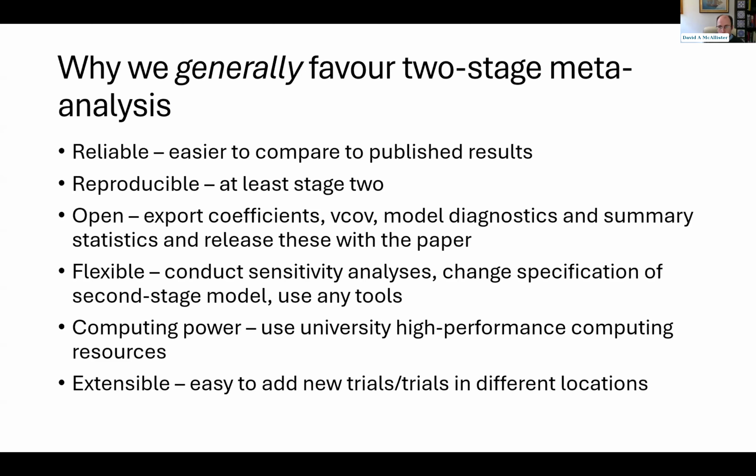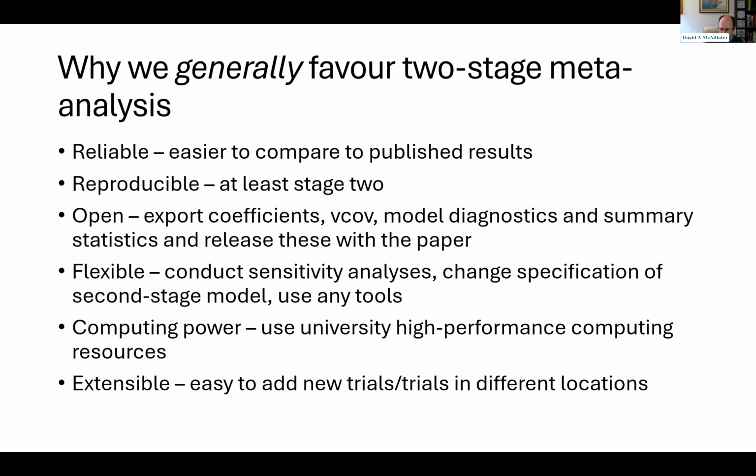It's probably a bit more reliable in that it's easier to compare your outputs to published results. I would argue that it's a bit more reproducible. If you take out these model outputs and provide those to other researchers, they can check that they can reproduce your stage 2 model, it's more open. Again, if you've exported the coefficients and the model diagnostics and different summary statistics, if you release these when you publish your paper, then it's potentially reusable for yourself and other researchers.